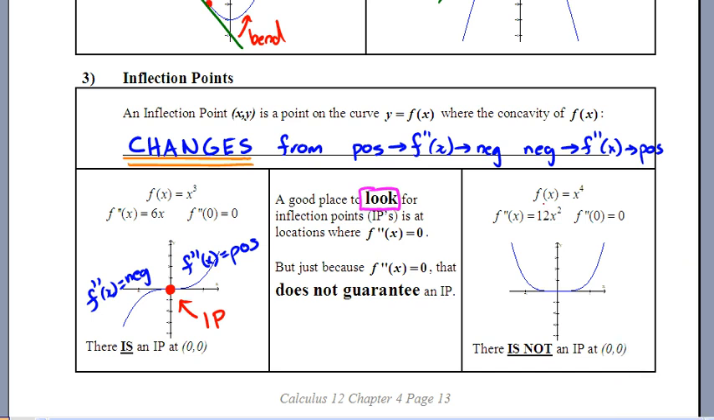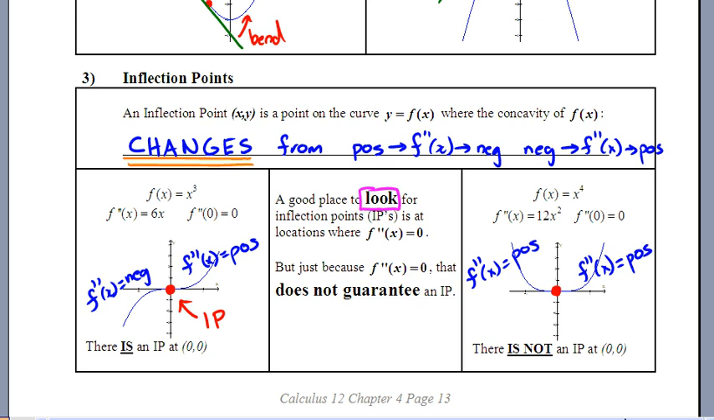Case in point, with the function x to the fourth, if you do two derivatives, you end up with 12x squared. And if you take a look right at x equals 0, the second derivative is 0, and you might be thinking, oh yeah, it's still an inflection point, but it's not. The reason is, if you check the second derivative before that point, it is positive. But then after that point, where the second derivative was 0, it goes back to being positive again.